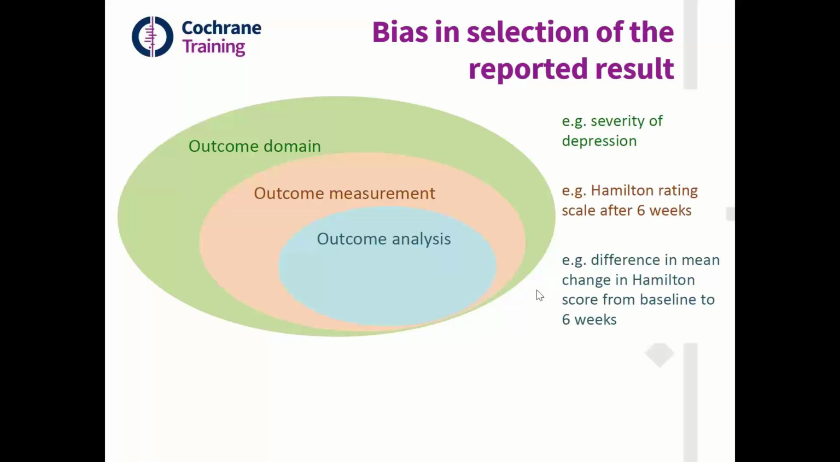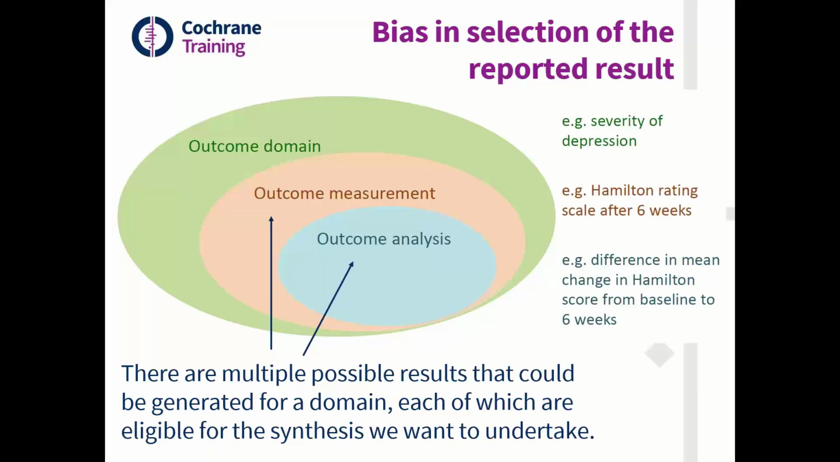Now, any of you who've been involved with either doing lots of systematic reviews or doing your own studies and trials would recognize that for a particular outcome domain, there can be multiple possible measures for that domain and multiple possible ways in which you can analyze the data. This means that there are multiple possible results that could be generated for a particular outcome domain, each of which are available in a study report and eligible for the synthesis or meta-analysis that you want to undertake. And so it's this issue of multiplicity that we need to be focusing on when assessing risk of bias in selection of the reported result.